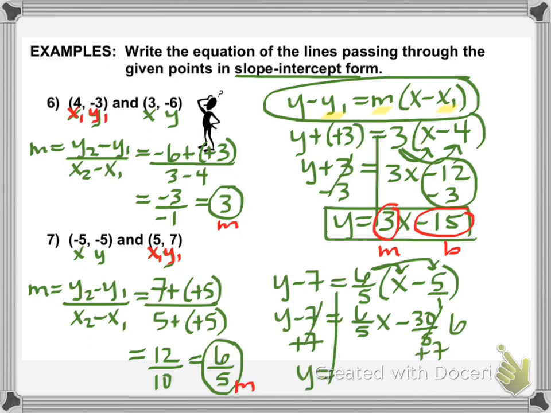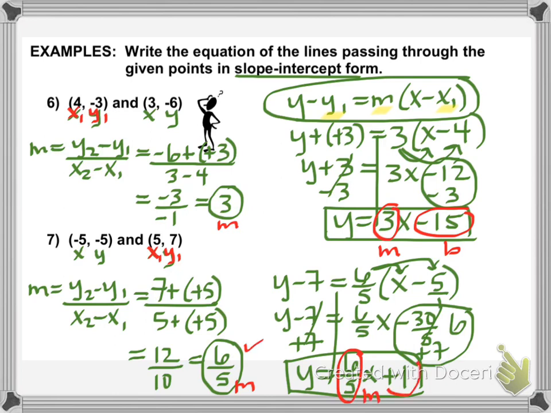So y equals 6/5 x. And then I'm going to combine this -6 and this +7, which is going to give me a +1. So here's my equation in slope-intercept form. I can see my slope is 6/5, just like it was over here. But now I can see my y-intercept is now b.